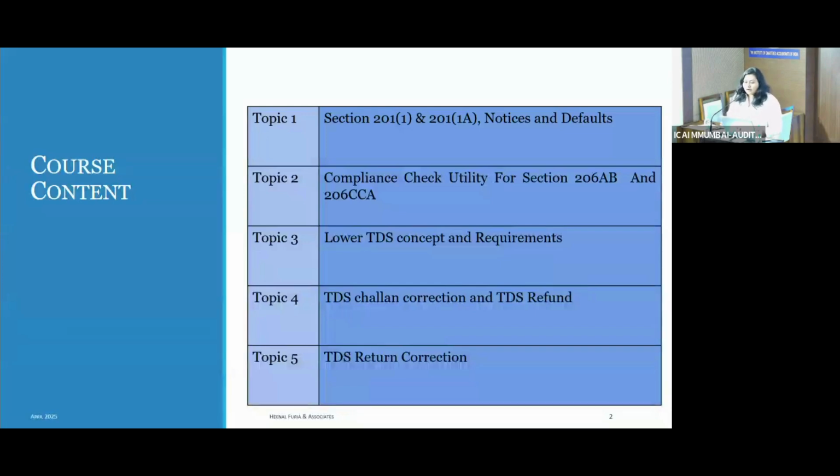These are the topics that I'm going to cover today. I'm going to cover section 201, 1 and 1A, that is basically the interest sections. Then the compliance check utility for section 206AB and CCA. Now this section is not valid from 1st April 2025, but I've still kept a few slides in this because you may find these helpful, in case there are some TDS compliances which happened last year. So you are aware about how it used to happen.